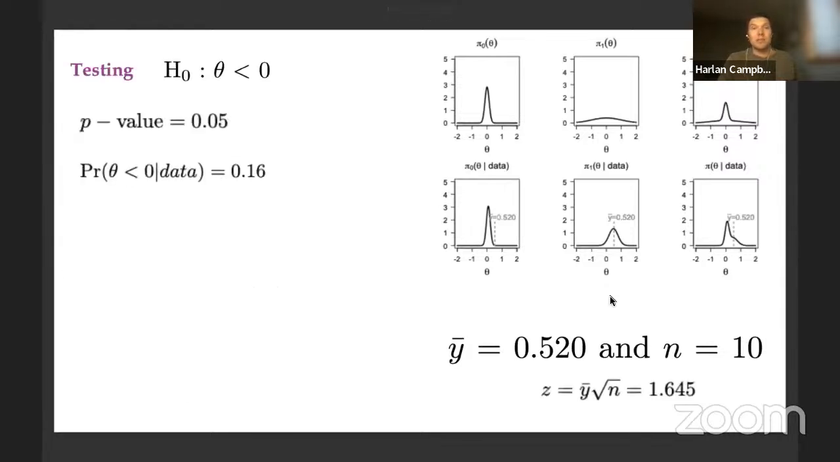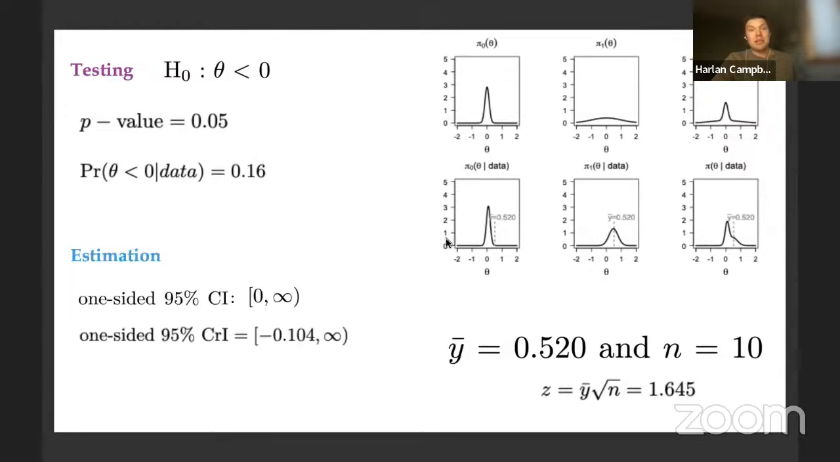So if we did testing with this model, and suppose we were to do a one-sided hypothesis test, where the null is that theta is less than 0, the p-value is exactly 0.05. That's why we chose this data the way we chose it. And the z value is 1.645 so that the p would be exactly 0.05. And the posterior probability that theta is less than 0 is quite a bit higher than 0.05 here. It's 0.16. That's that little sliver in the tail here, if we could zoom in on this posterior.